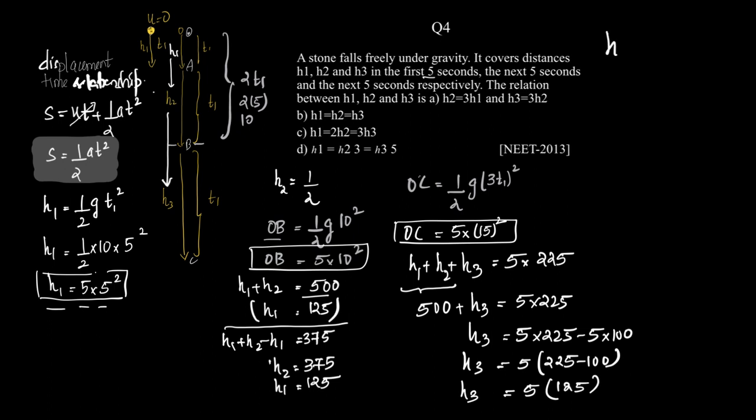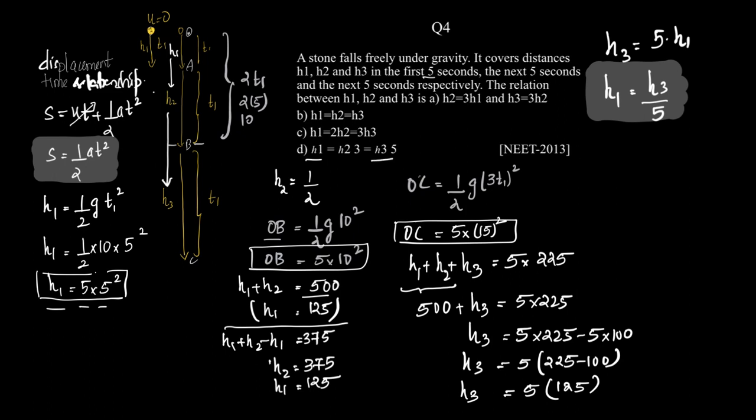So we can write that H3 is equal to 5 into H1, or otherwise H1 is equal to H3 by 5, right? So we got H1 is equal to H3 by 5, which is an option. Similarly, we can find out H1 is equal to H2 by 3.